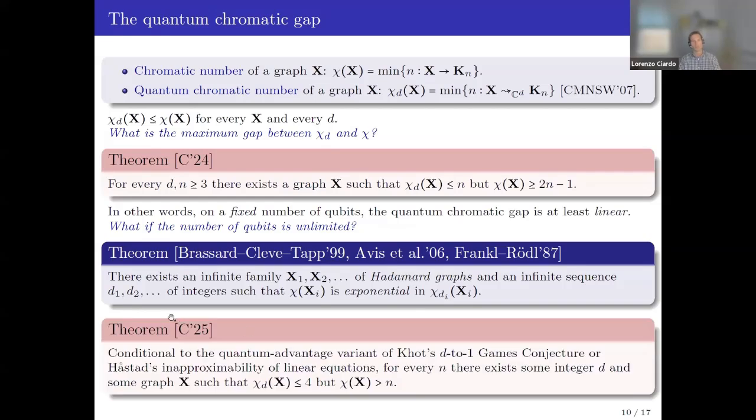And the last theorem I want to mention is the following. Conditional to a quantum advantage version of two facts from hardness of approximation, or CSPs, in particular the Unique Games conjecture and Håstad's inapproximability of linear equations. I will tell more about this later. So conditional to these conjectures here, the gap is unbounded. So it is possible to find graphs whose quantum chromatic number is 3 or 4, but whose classical chromatic number is arbitrarily large.